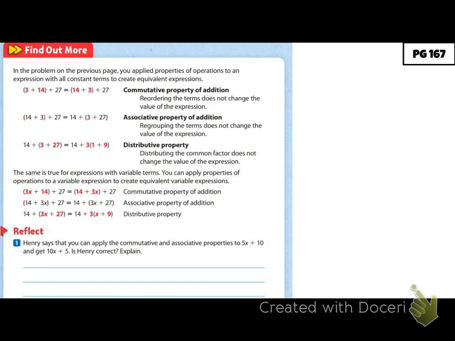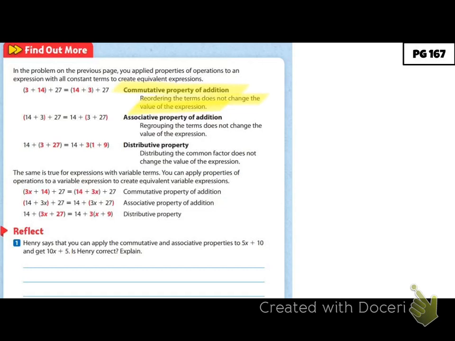Okay, so this is our vocab words here, so we need to make sure that we get these. Reordering the terms does not change the value of the expression. It does not matter if we do 3 plus 14 plus 27, or if we do 14 plus 3 plus 27, or like on the previous page, we did 3 plus 27 plus 14. No matter what, when we are adding, it doesn't matter what order we do it in, we should still get the same answer.